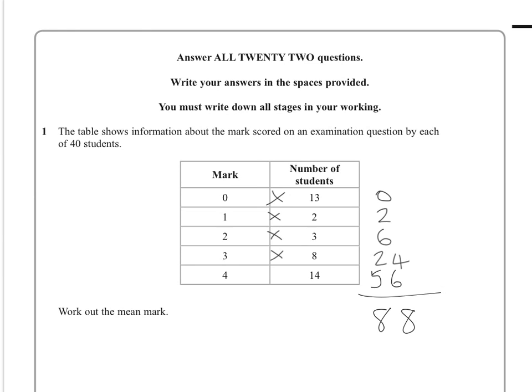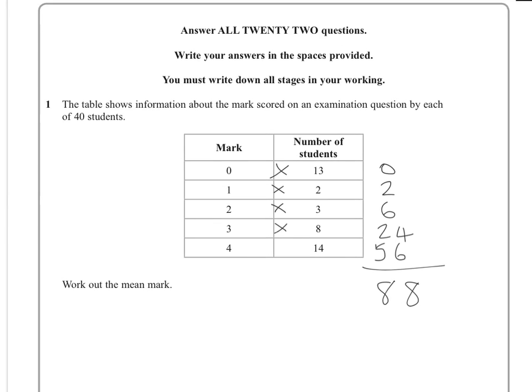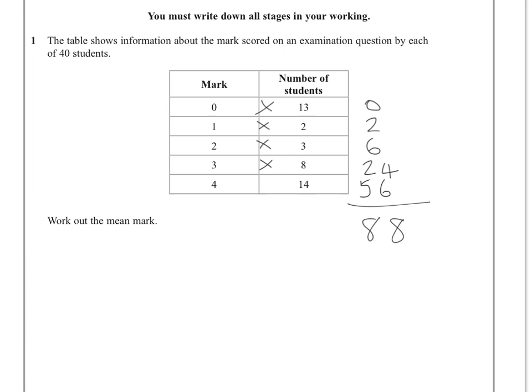scored by 40 students. To work out the mean, well, we're just going to do 88 divided by 40, which gives you a mean of 2.2.